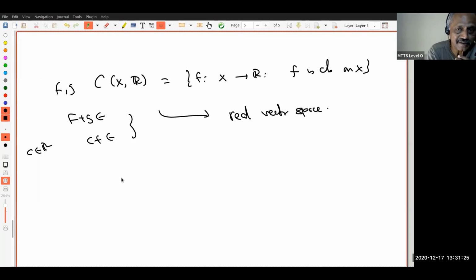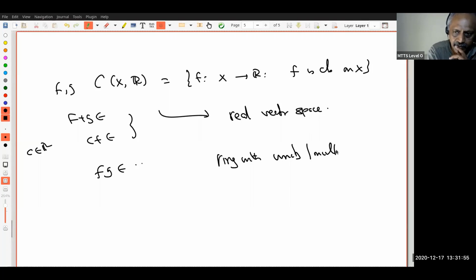It's also a ring. A ring is what? It has two operations. One is addition, and under addition it's an abelian group. You understand that f plus g is the same as g plus f. I also say this is not only a real vector space, it's also a ring. Why is it a ring? Because if f and g are there, f times g is also there. Is it a ring with unity? A ring with identity, multiplicative identity.